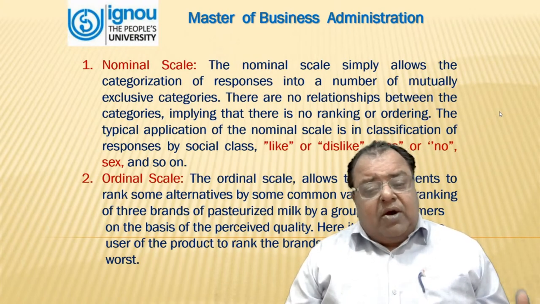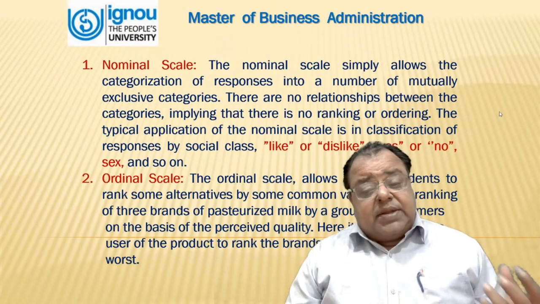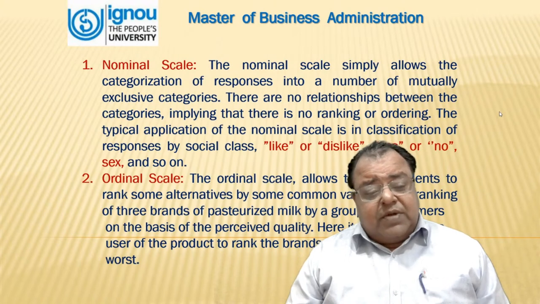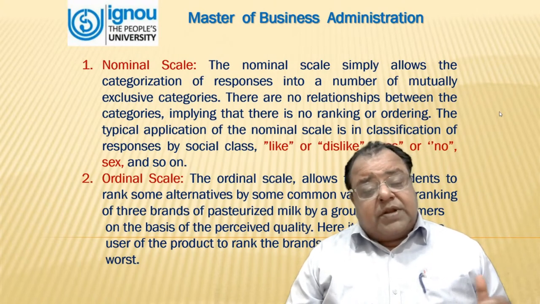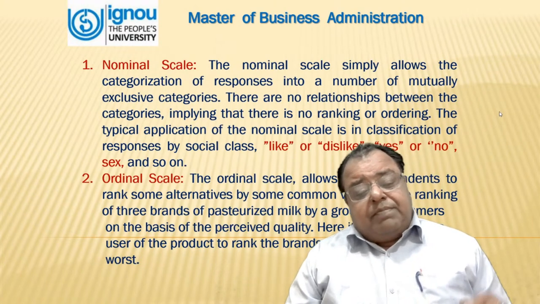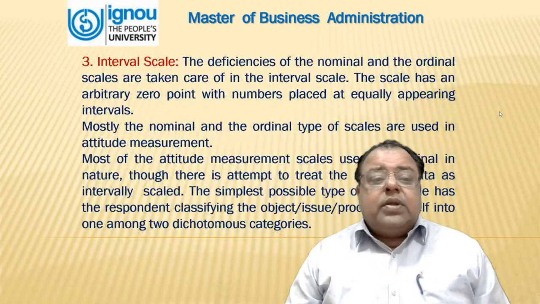Ordinal scale. The ordinal scale allows the respondent to rank some related alternatives by some common variables. For example, the ranking of three brands of pasteurized milk by a group of consumers on the basis of the perceived quality. Here it is feasible for a user of the product to rank the brands from the best to the worst.